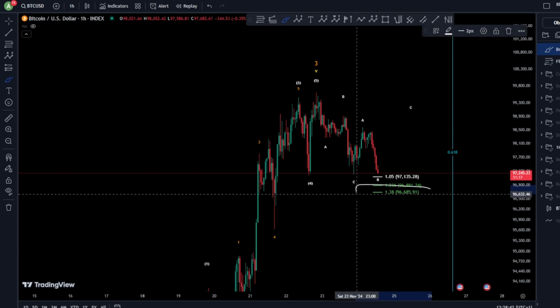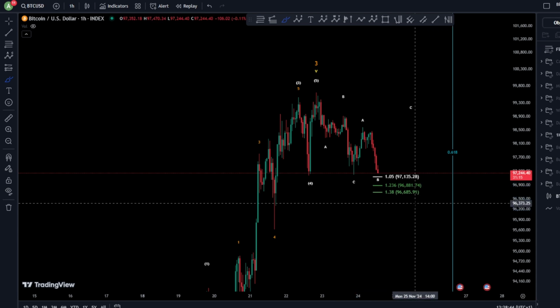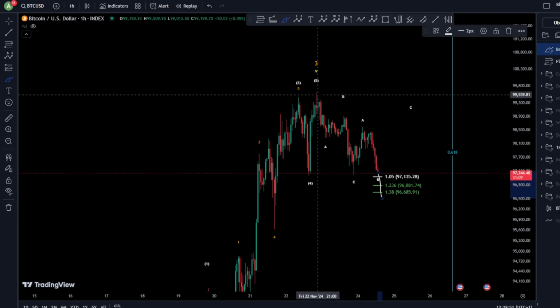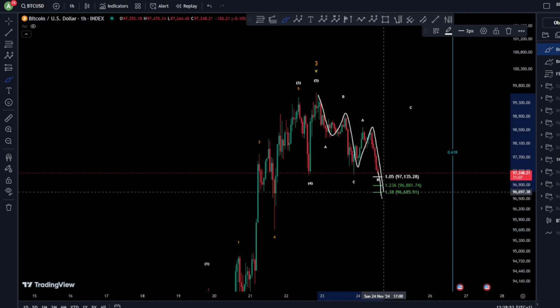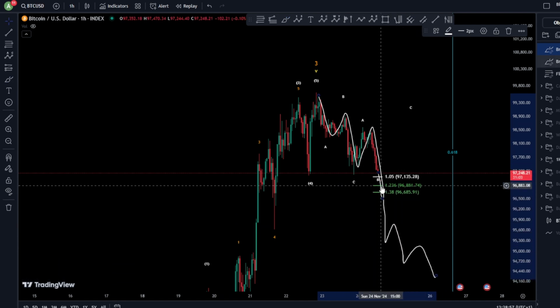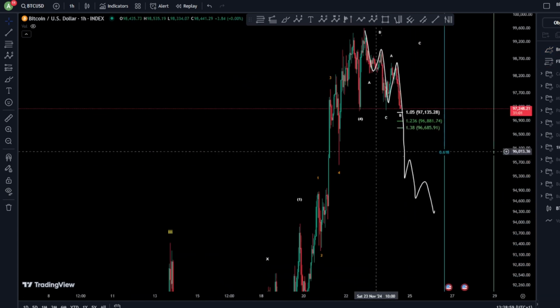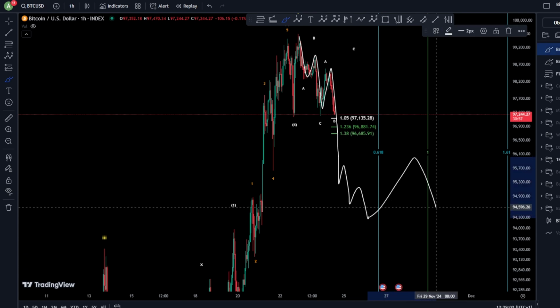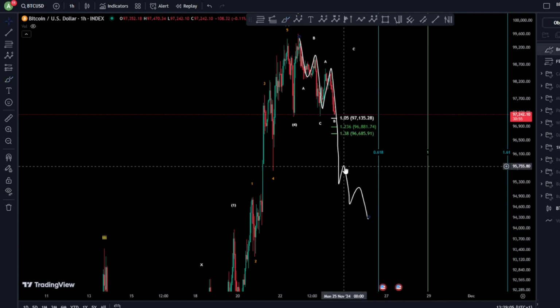Once we pass the 96,685, then definitely we are in a double 1-2 here. 1-2, 1-2, 3, 4, 5, 4, 5, and this might be only one wave maybe, okay, and it might be a bigger impulse, right? It can be 1-2 and then continuation towards the downside.